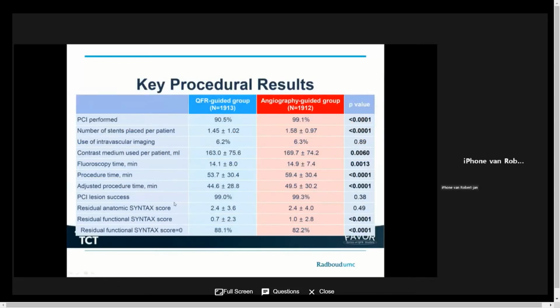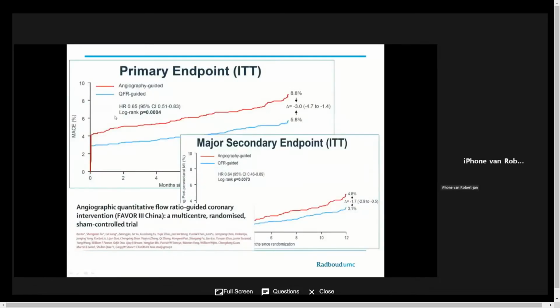And I will go to the results. The primary endpoint, which included the procedure. So if you do less stenting, you will have less side branch occlusions, less thrombus, etc. Of course, initially there are already some differences. But this was the primary endpoint, with a significant p-value and a hazard ratio of 0.65. And it was published in the Lancet simultaneously.